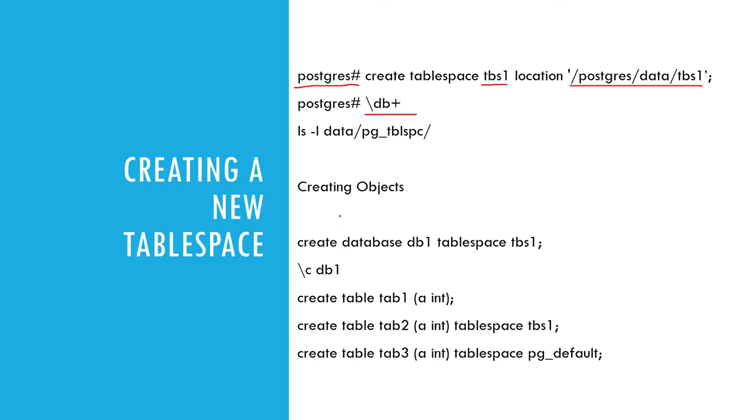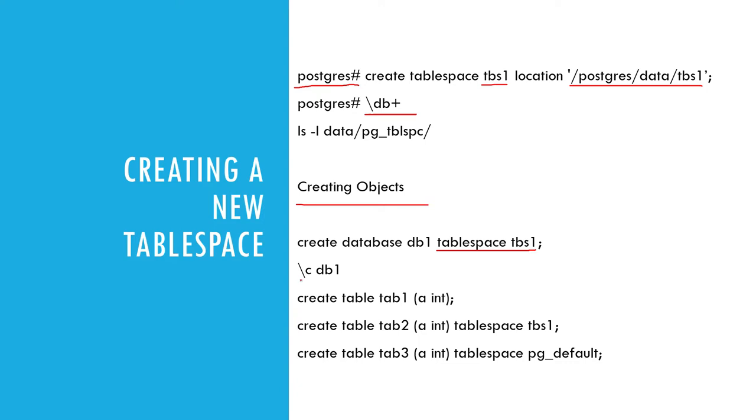So how do we create an object in a new tablespace? Let's create a new database, CREATE DATABASE db1. If you don't want to mention a tablespace, the default tablespace is used, and you simply say CREATE DATABASE name, which is more than sufficient. And if you want the database created in a new tablespace that you have created, you just say TABLESPACE and the tablespace name.